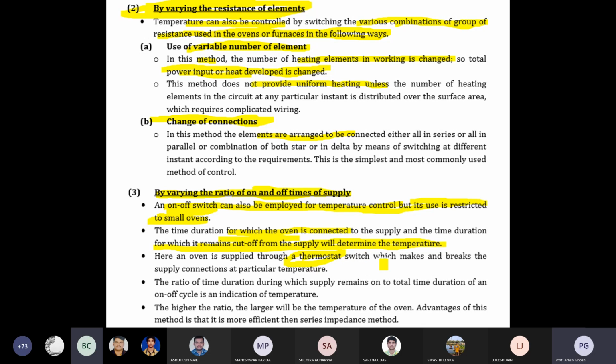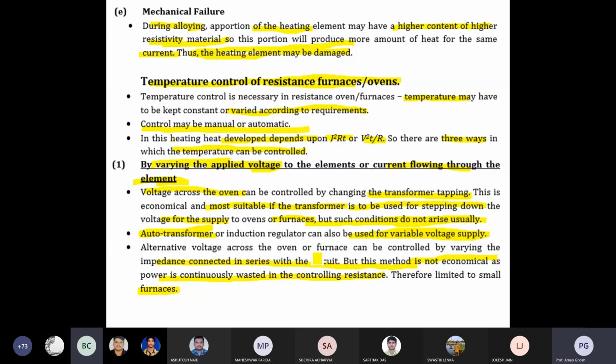The thermostat is a switch which makes and breaks the supply connections at a particular temperature. So for which temperature it is applicable, we can understand. The ratio of the time duration during which the supply remains on to the total time duration of an on-off cycle is also possible to vary. That is, how many times it turns on and off. The higher the ratio, the higher the temperature of the oven. The advantage of this method is that it is more efficient than the series impedance method. So these are all the basic ways we vary the temperature in a controlled manner.